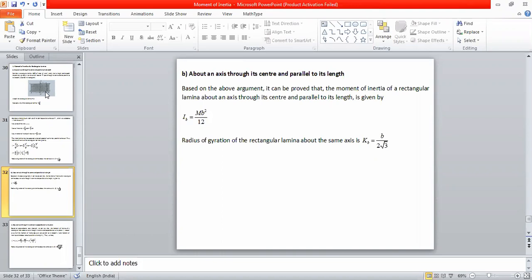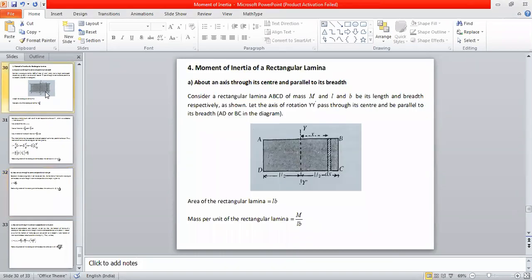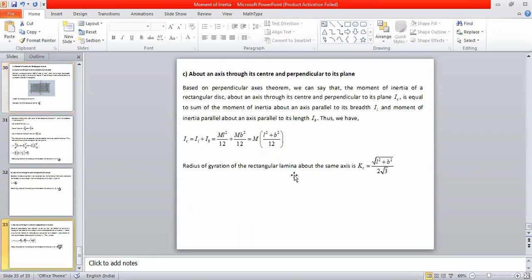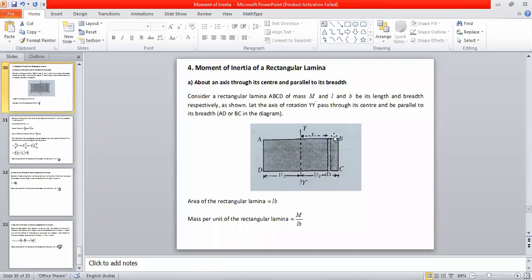Okay, now we want to calculate moment of inertia about the third axis. Now we discussed a case where we calculated moment of inertia parallel to breadth first and then parallel to length. Then I want to calculate moment of inertia about an axis passing through the center but perpendicular to the plane. Can somebody say what is the rule I can use to calculate moment of inertia of a rectangular disc about an axis passing through the center and perpendicular?